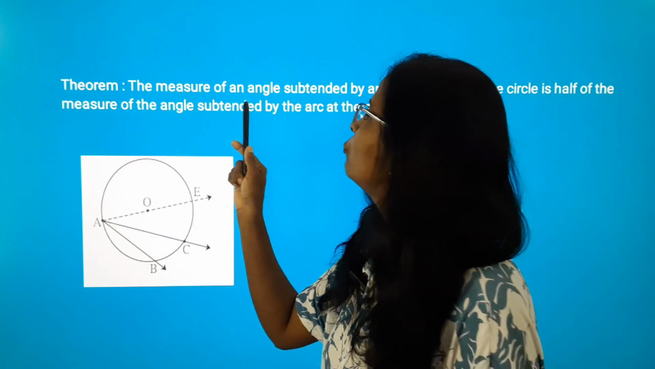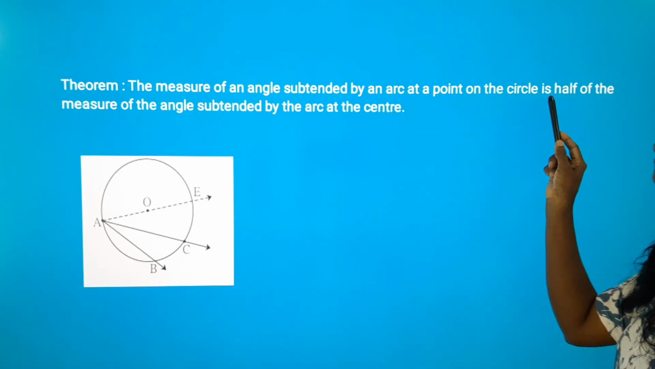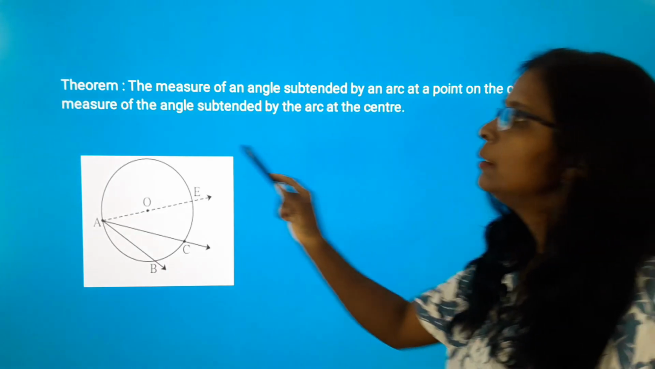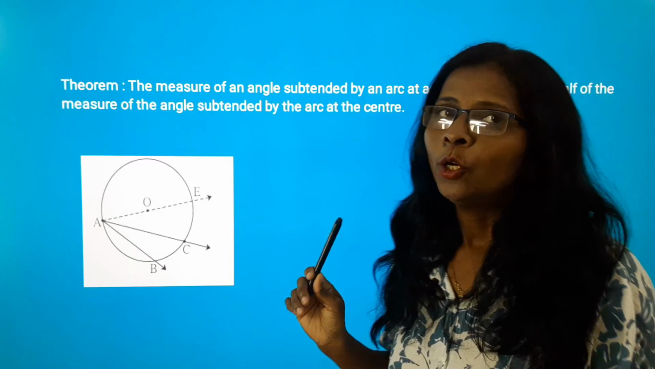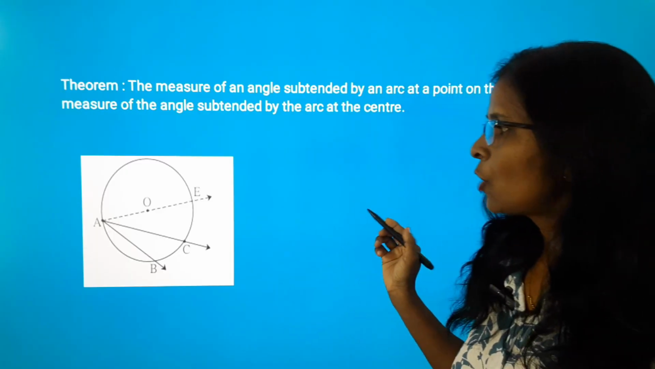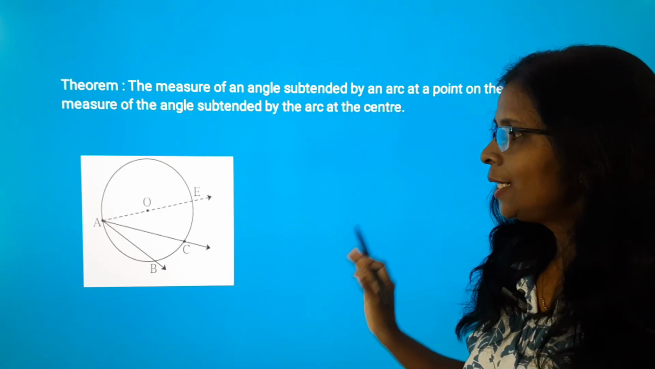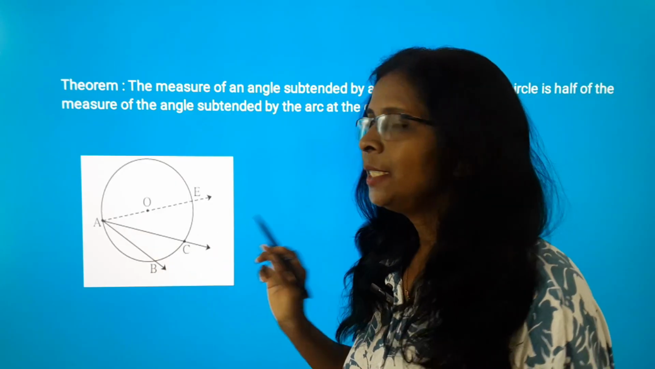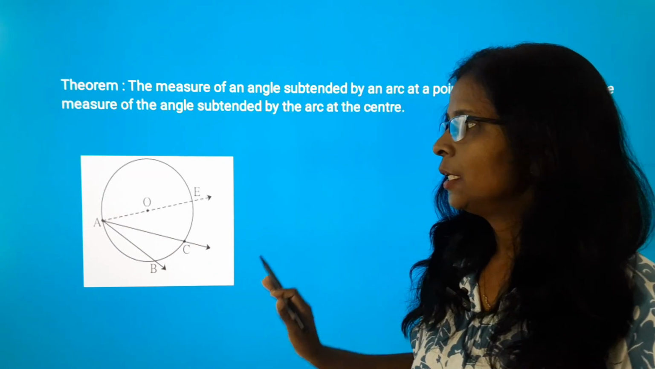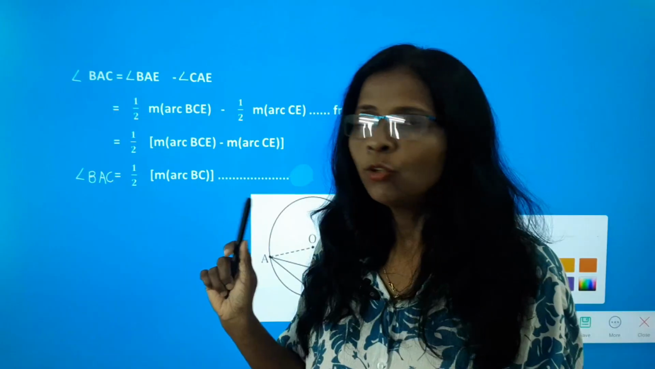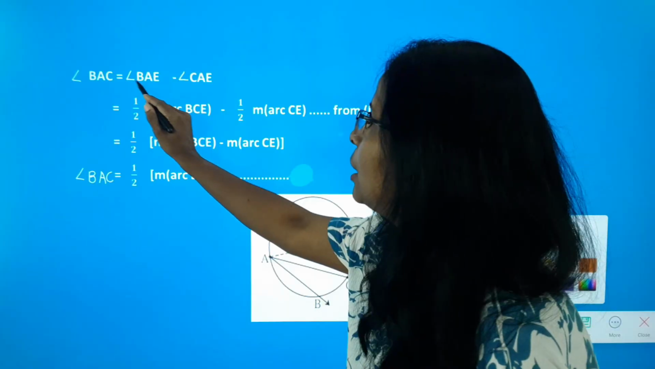Next theorem, students. The measure of an angle subtended by an arc at a point on the circle is half of the measure of the angle subtended by the arc at the center. So from the statement, first we draw the figure here. Okay, so now here there is an angle BAC, and in that angle BAC there is an inscribed arc, that is the BC. Here we first draw.